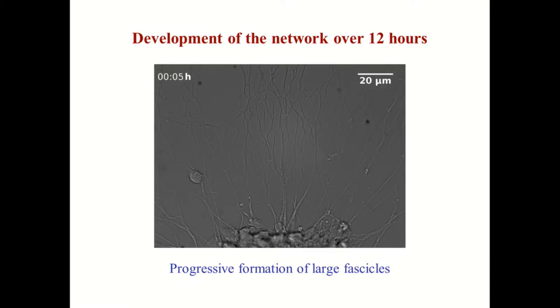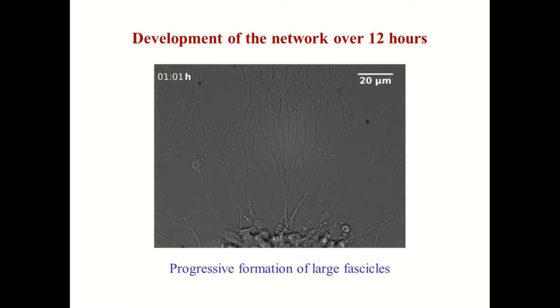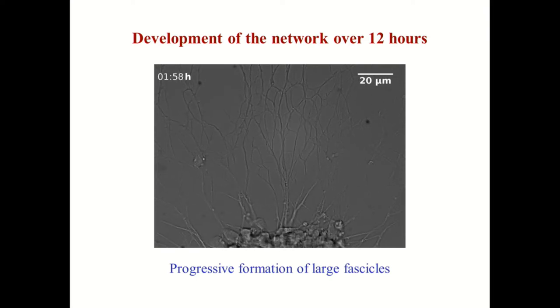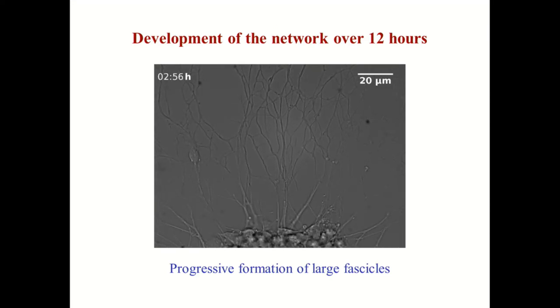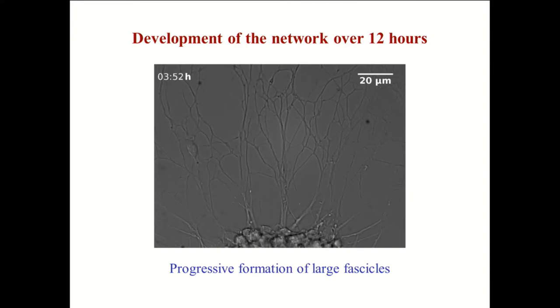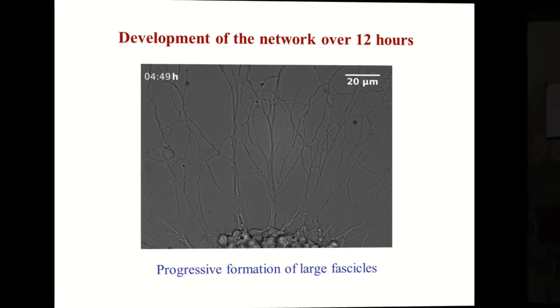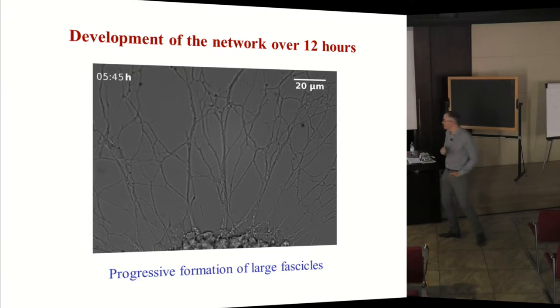May I ask a question? What's the background here? Is it some gel? It's a glass plate covered with a generic substrate for growth of neurons, laminin and polylysine.